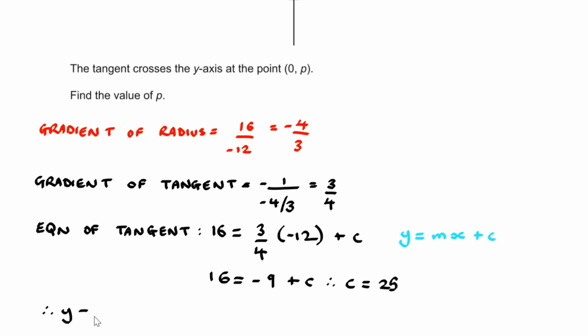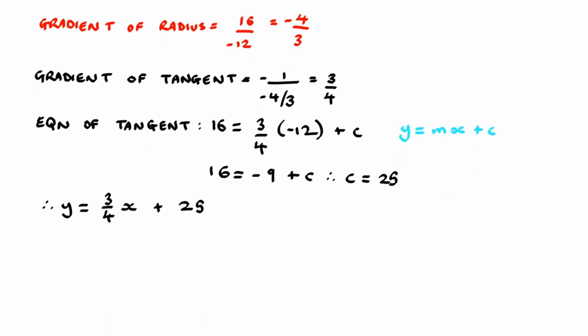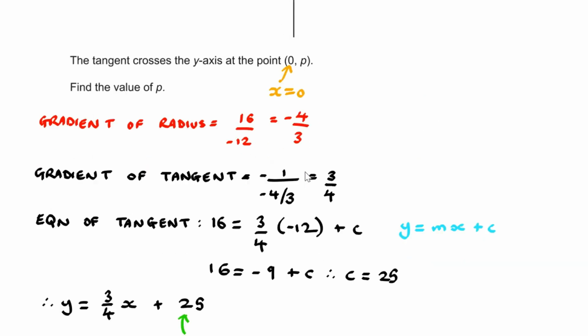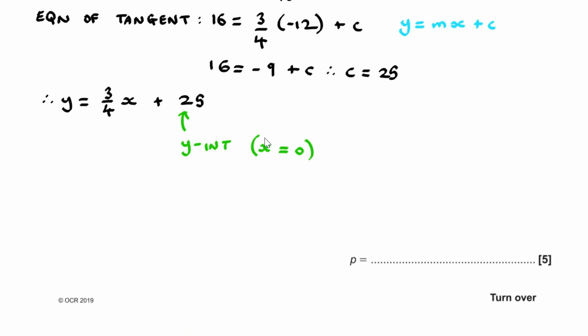And therefore we've got y equals 3/4 x plus 25. Now c over here would represent the y-intercept, and this is basically when x is 0. And if we compare over here, you can see x is 0 here. So therefore, p is equal to 25.